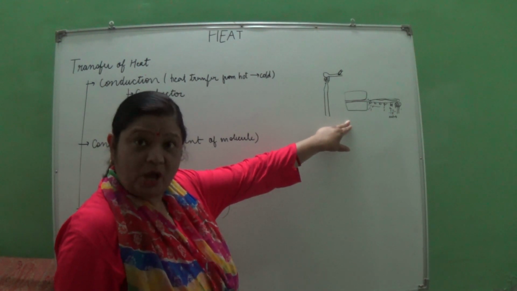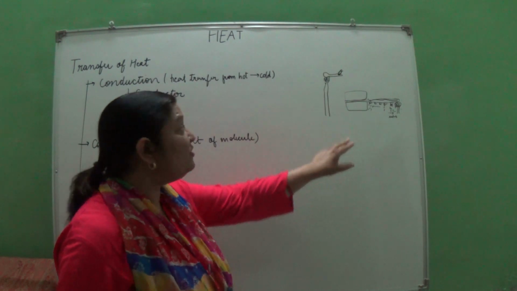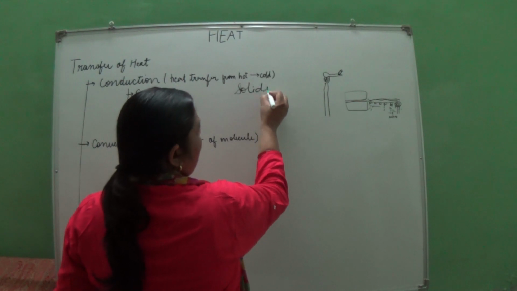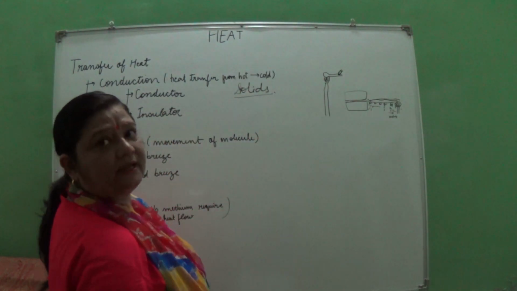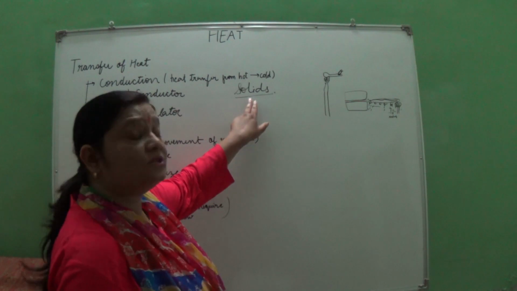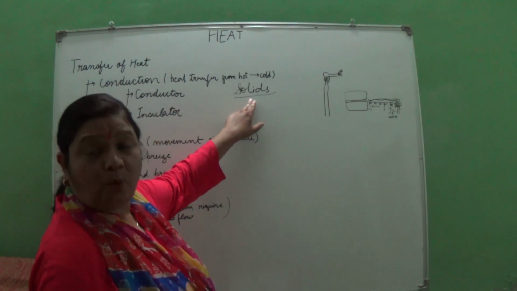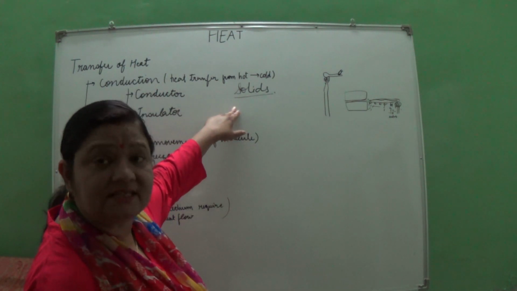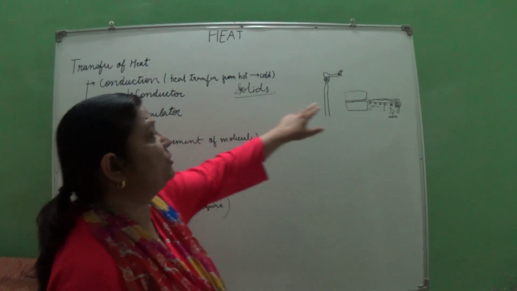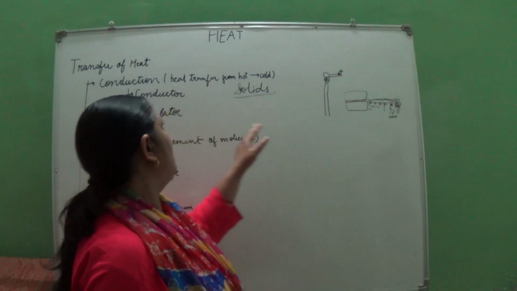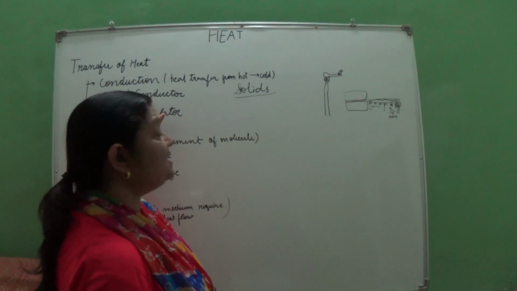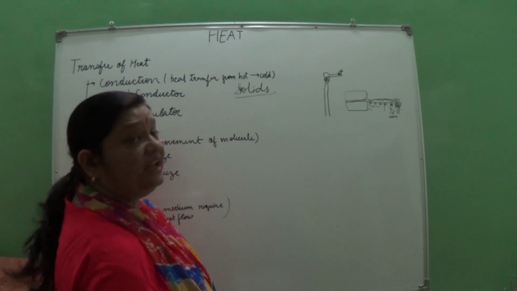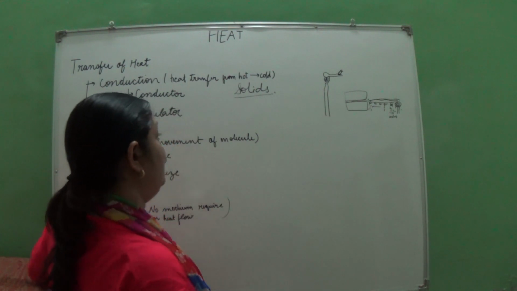As a result, you can see which process has taken place: conduction. Conduction mainly takes place in solids. But not all solids; only the solids which can conduct the heat easily from one portion to the other are known as conductors. In insulators it is very difficult.